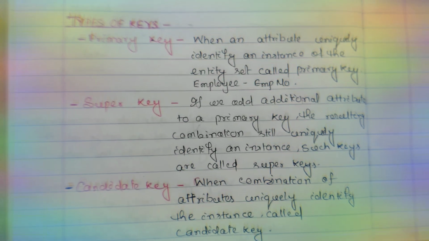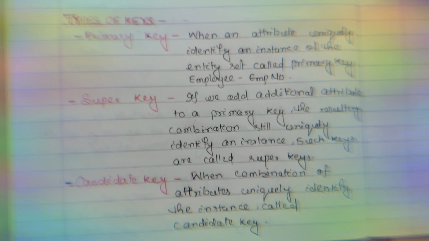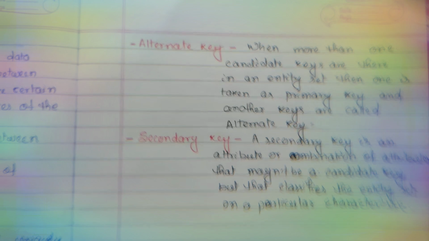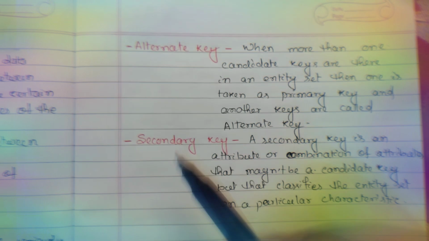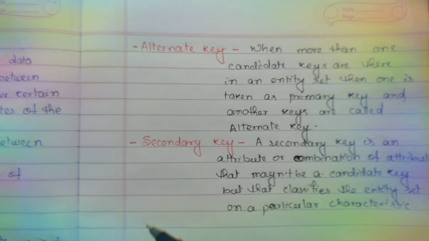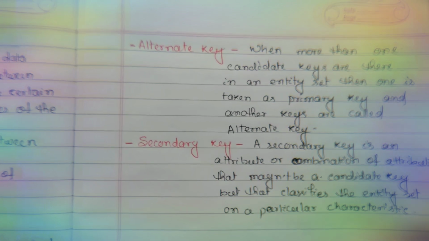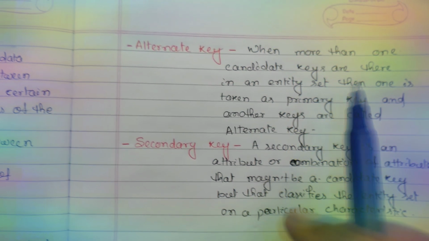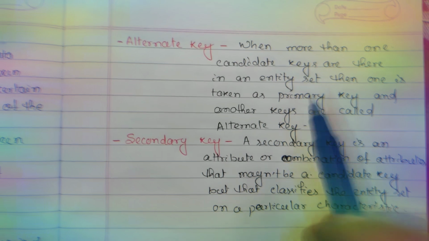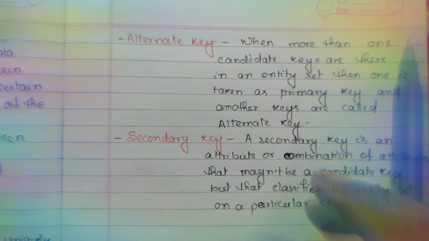Okay guys. Now the fourth type of key is called alternate key. So what is alternate key? The previous one was candidate key. When more than one candidate keys exist inside any database, then one candidate key is taken as the primary key, and the other candidate keys are called alternate keys.